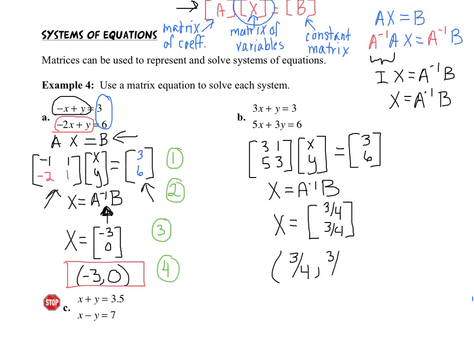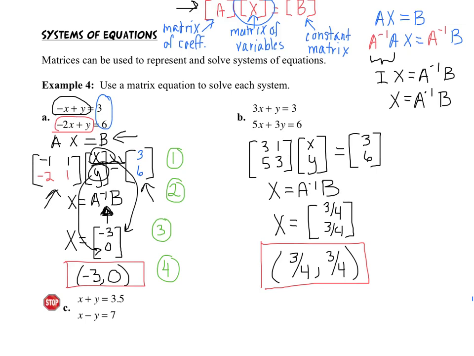So the top number, I should have mentioned, because this is matrix, x and y. When you get your answer, the first element is your x, the second element is your y. So the solution to this system is 3/4, 3/4.